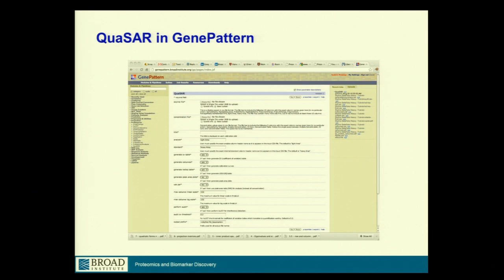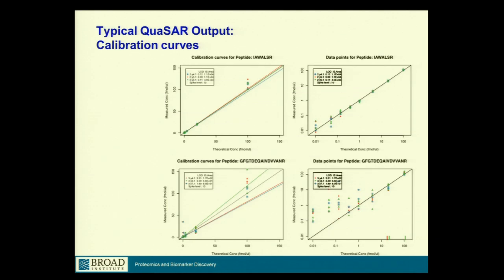You can plug in your input table and press a button, and you will get all the results and plots. Some examples of what you will get are calibration curves. This is a calibration curve where you have 3 transitions. All of them are almost along the diagonal. All of them are very close. And you can see the data points.